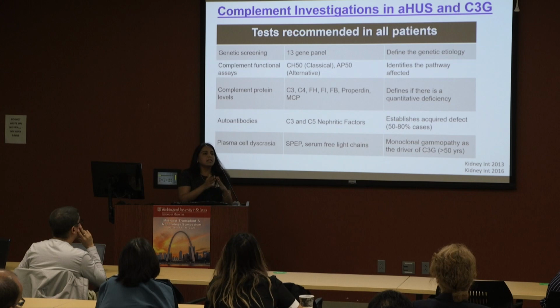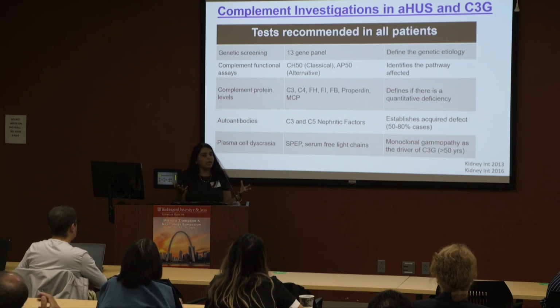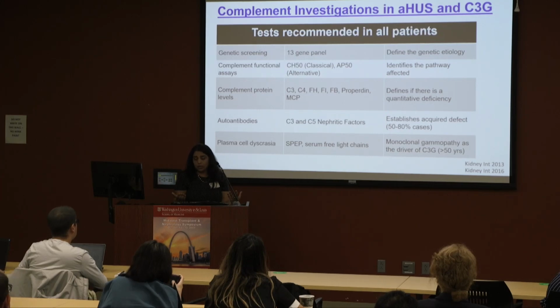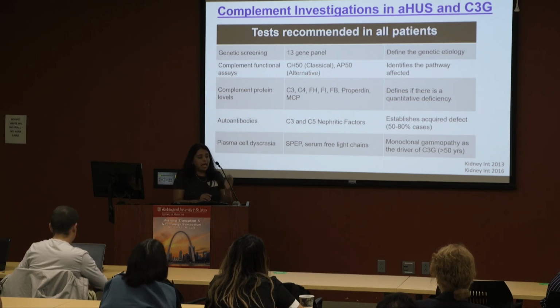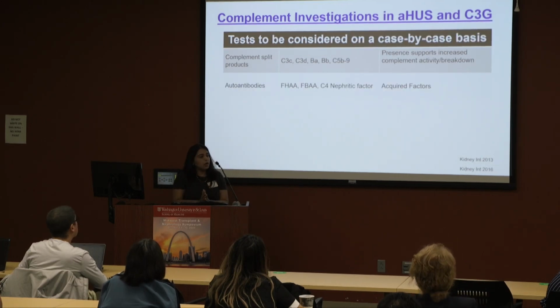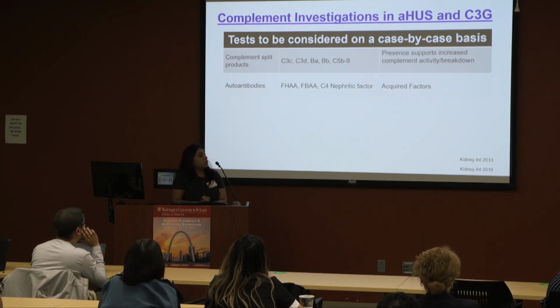Number one would be just investigating the different complement biomarkers. And those tests are available in multiple labs throughout. So in addition to the genetic testing, you could test for functional assays like CH50, AH50, looking for antigenic levels of complement proteins, looking for those acquired factors, the nephritic factors, factor H autoantibodies, and importantly in older patients looking for monoclonal gammopathy.